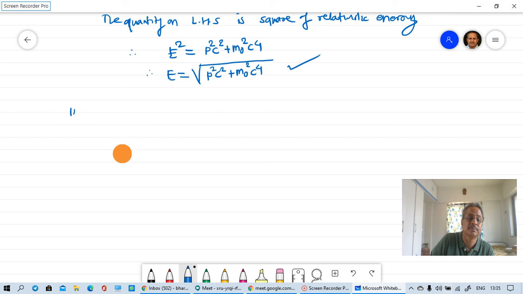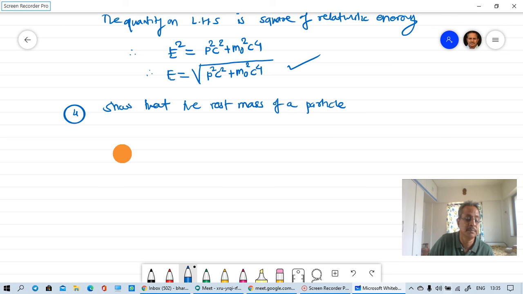Now example number 14, a similar problem. Show that the rest mass of a particle of momentum p, where p is the symbol for momentum, and kinetic energy T, is given by... Write the kinetic energy explicitly. Kinetic energy T, capital T, is given by.